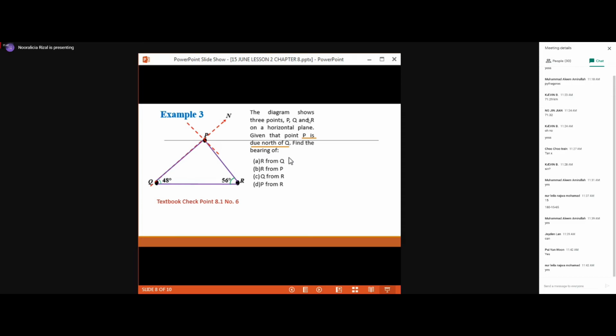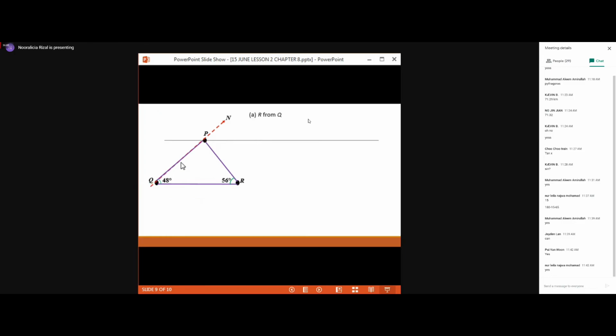So let's look at question A. Find the bearing of R from Q. You already have your north line at Q. Remember, from is where you draw your north line, so we have already drawn the north line from Q. So what's the bearing of R? Anyone? What's the answer? What's the bearing of R from Q? Look, nicely drawn.